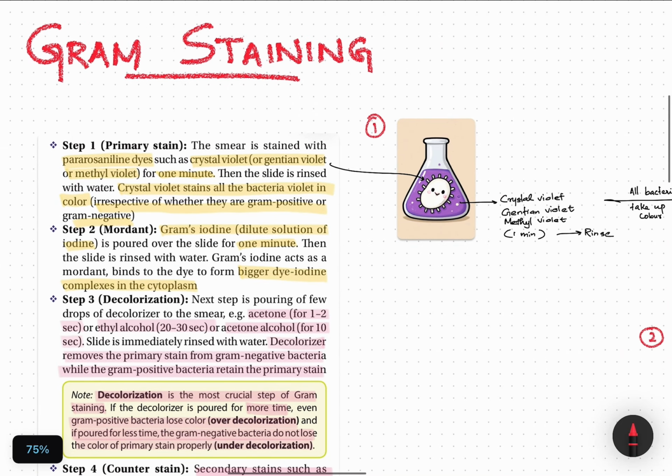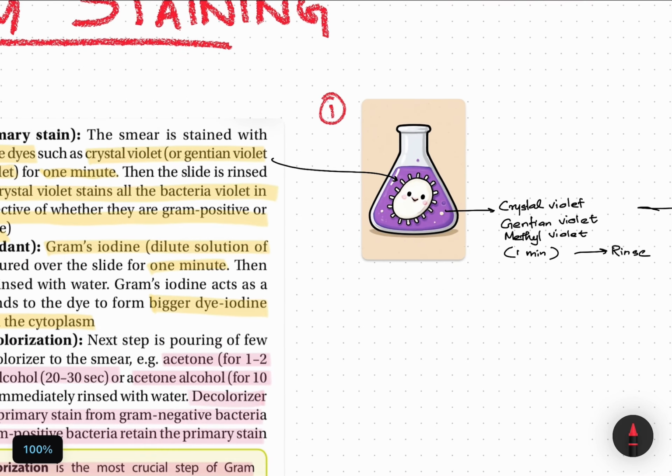The first thing you have to do is make a slide where your smear is there. You have to heat fix it, because this is for bacteria, so you are using heat fixation. Now look at this picture. I have given a white bacteria, to show you that it has not taken up any color.